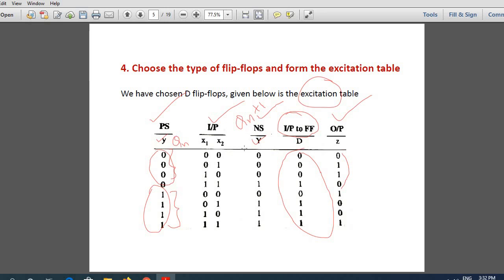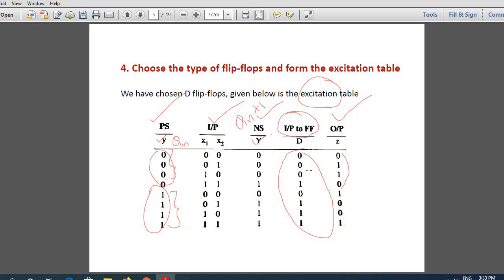Using that, you can write the input to the D flip-flop. The D value you can get from the D flip-flop's excitation table. So when it is 0, 0, your D is 0. 0, 0 again, your D is 0. 0, 0 again, your D is 0. Here it is 0 and here it is 1. It goes to 1. Similarly, you can fill the others.